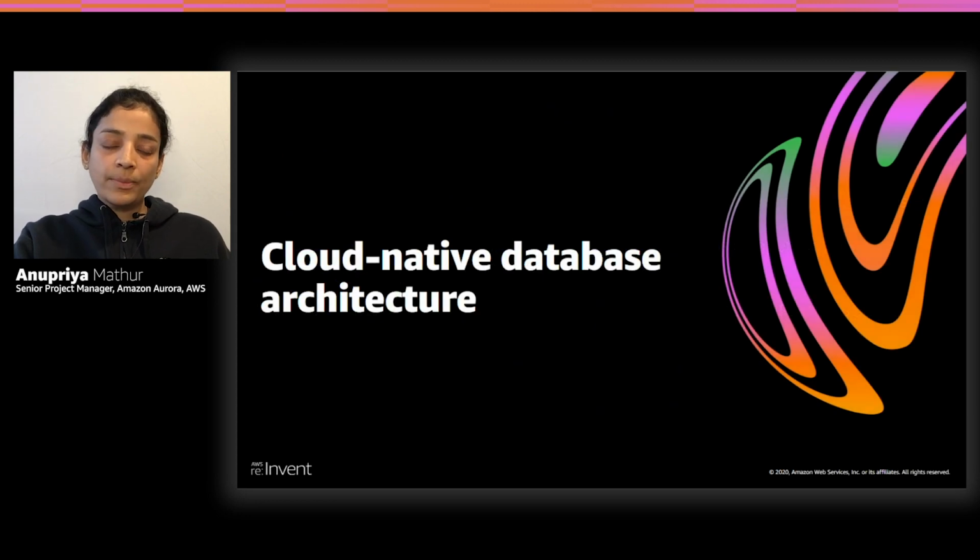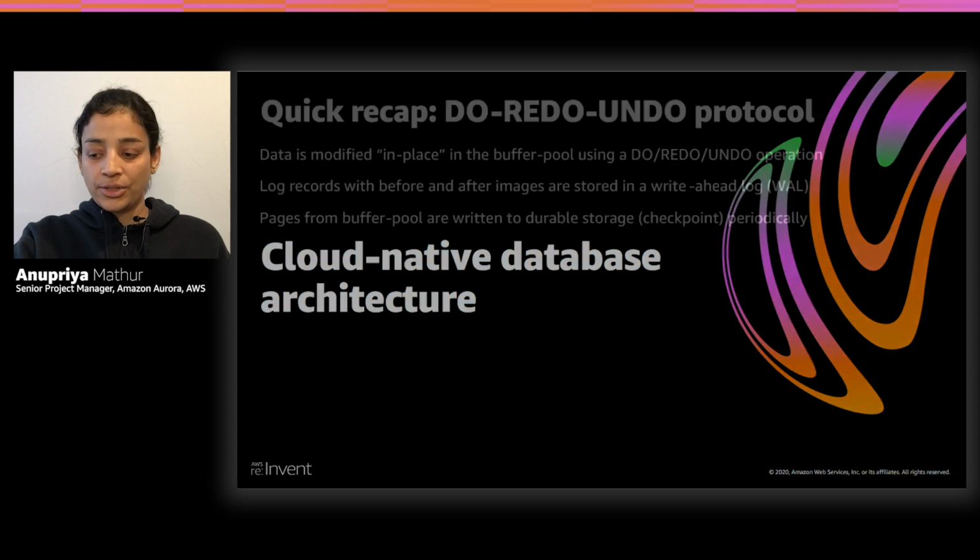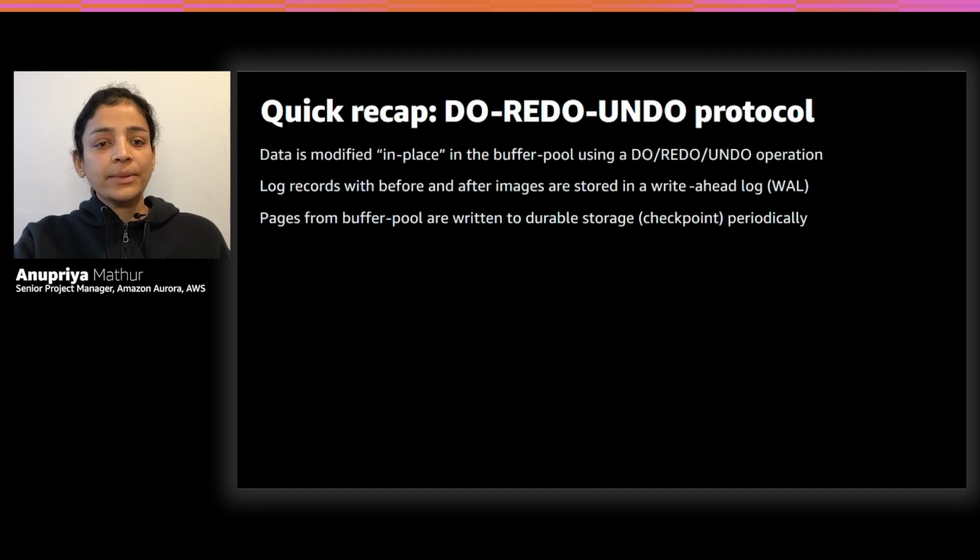Let's now talk about the cloud-native database architecture. That is, what is it that we do differently within Aurora compared to a traditional database architecture? So I'll start with a quick recap on some of the database internals. Databases store data in pages, and these pages are also stored in memory, which we call the buffer pool. And whatever changes you are making to your data are done in place in this buffer pool.